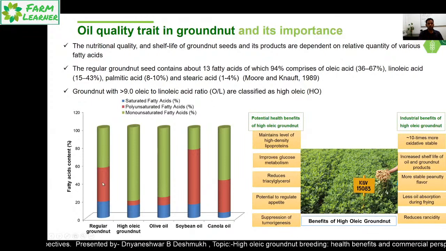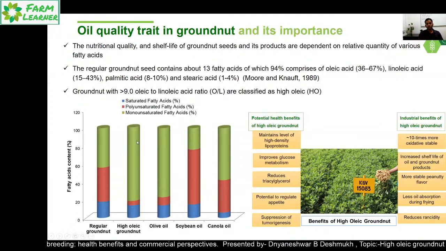So here we can see the comparative profile of the groundnut and its counterpart oils. Regular groundnut has almost equal amounts of polyunsaturated and monounsaturated fatty acids. But if we look at the polyunsaturated fatty acid, that is linoleic acid, it is much higher in regular groundnut. Even though it is a polyunsaturated fatty acid, it is oxidatively unstable, due to which it causes rancidity.